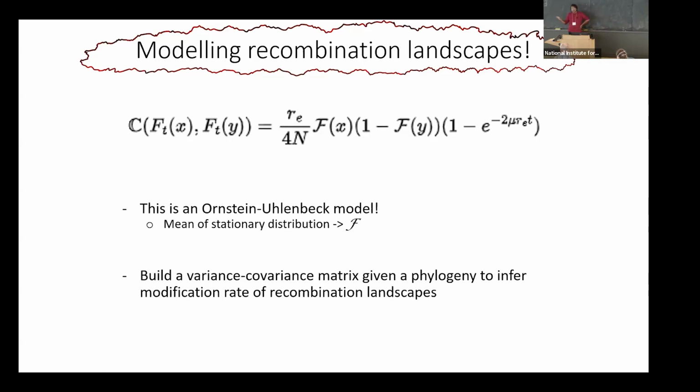So some formulation like this allows you to compute the covariance of this recombination landscape, say along a phylogeny. So you can measure how fast these recombination landscapes are evolving. If you have the landscapes at the tip, this process allows you to model that.